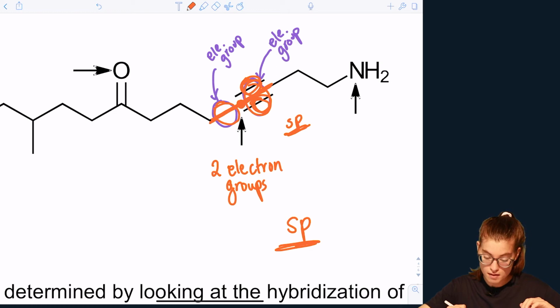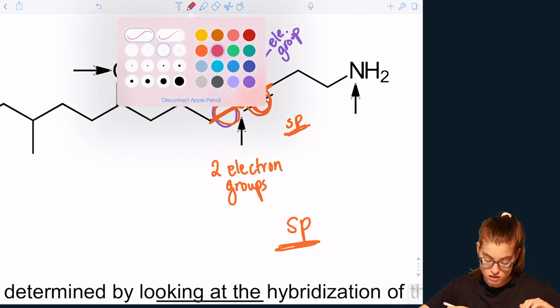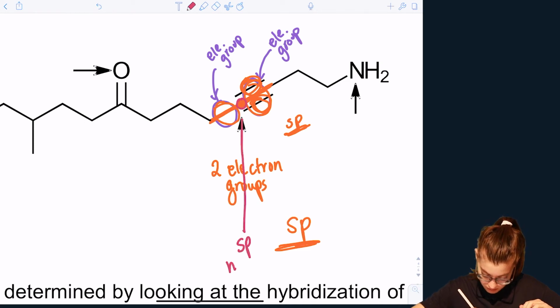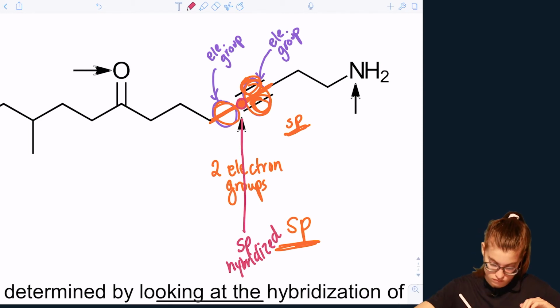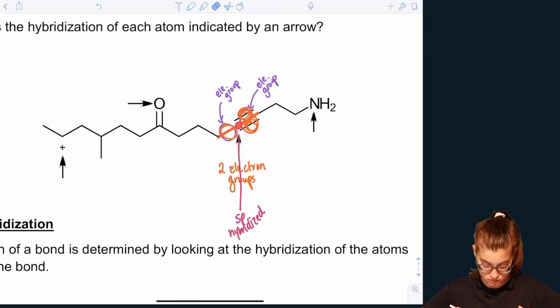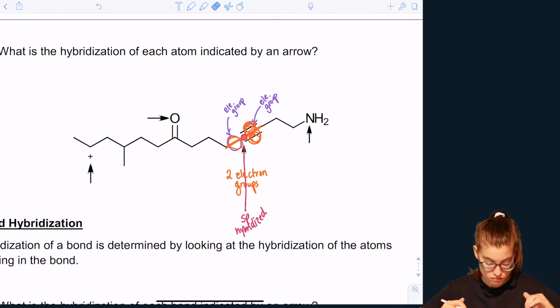All right, so what's the hybridization of this carbon? The answer is this carbon is sp hybridized. Okay, practice will help. Okay, so let's do another example here.